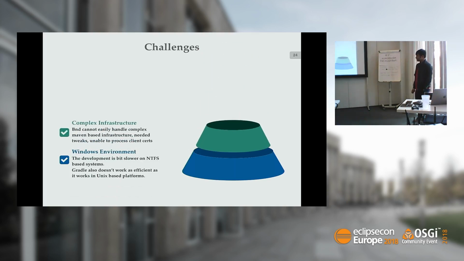Next, the complex infrastructure. QIVICON uses a really complex infrastructure. It has our own hosted repositories. We use different advanced features from Maven to consume those artifacts from our own hosted repos. We also use client certificates, but unfortunately, BND does not support client certificates, or the advanced Maven features as well. So we needed tweaks to consume artifacts from our hosted repos, but it works now.